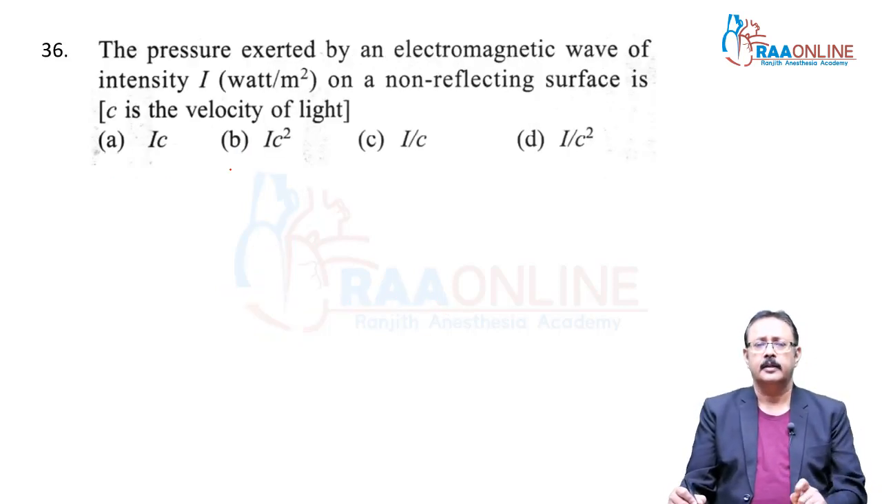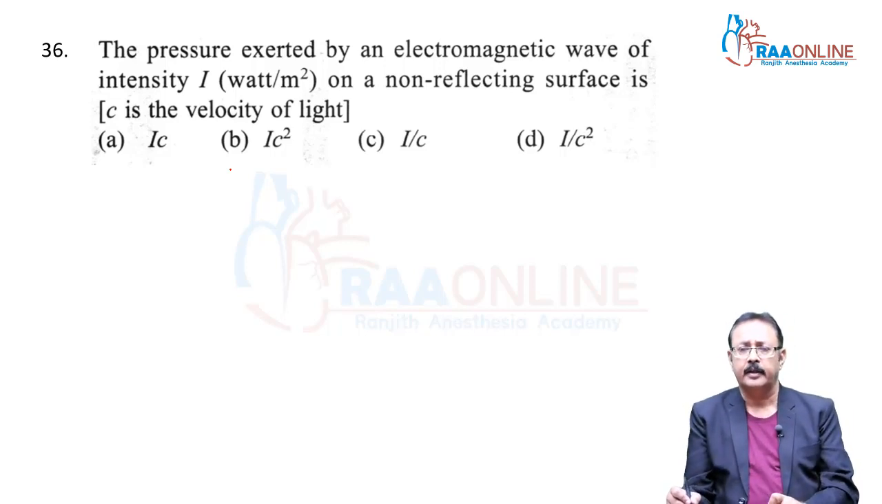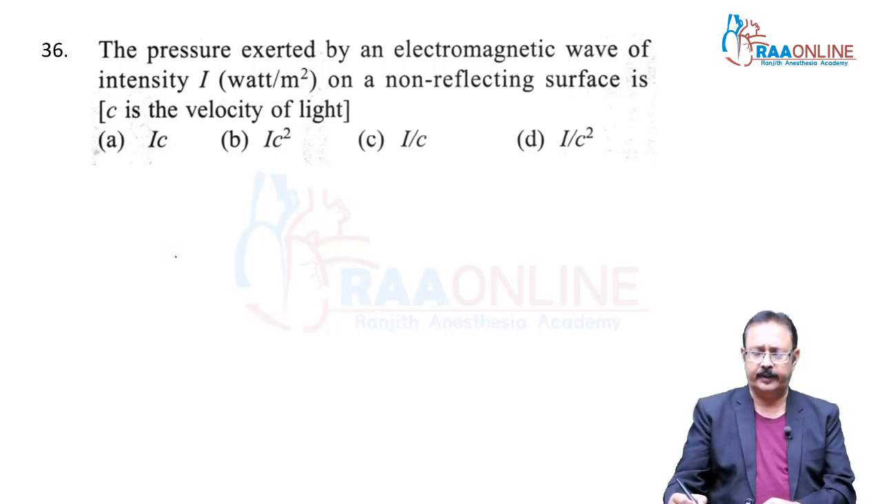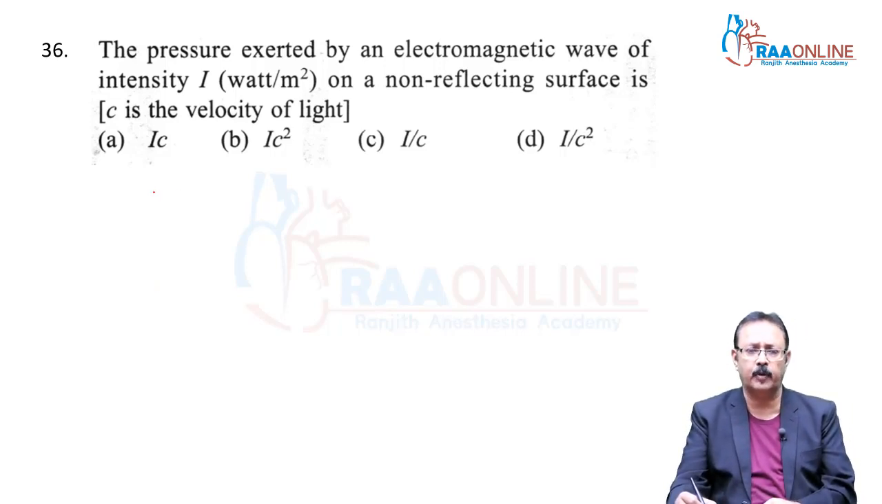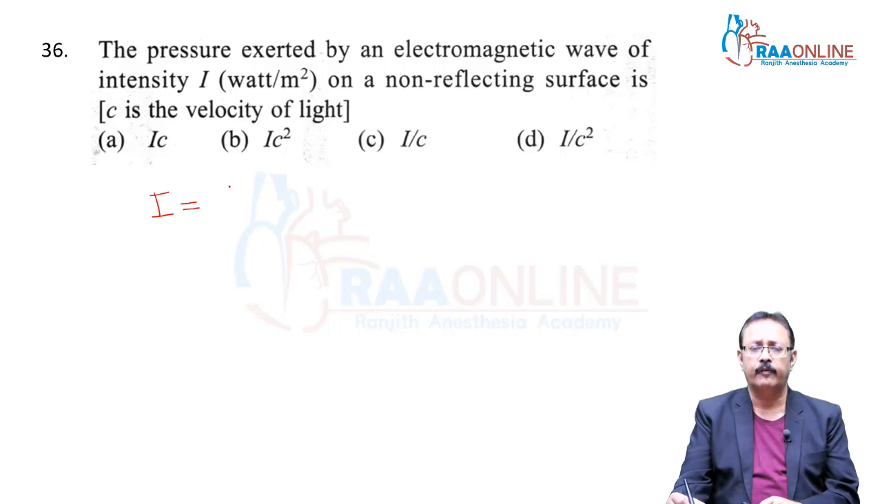36th. The pressure exerted by an electromagnetic wave of intensity I on a non-reflecting surface is, C is the velocity of light. What is the unit of I? We will go dimensionally for this problem. Unit of I is watt. Watt means power. Power means work or energy divided by time into meter square. What is work or energy? Force into displacement.